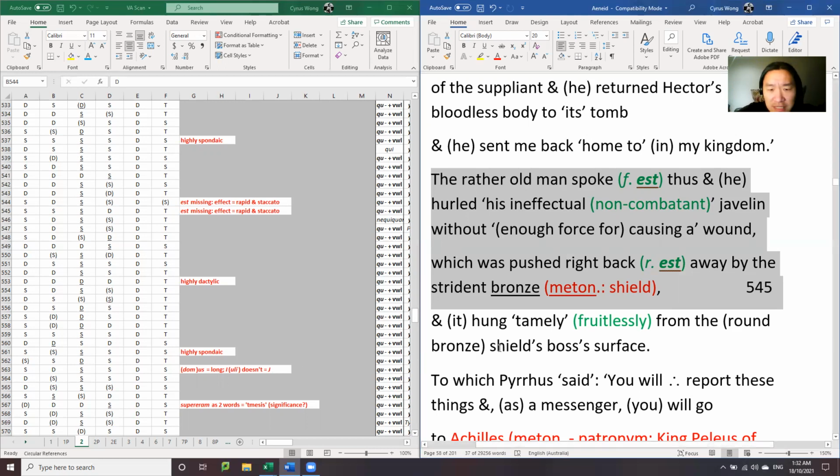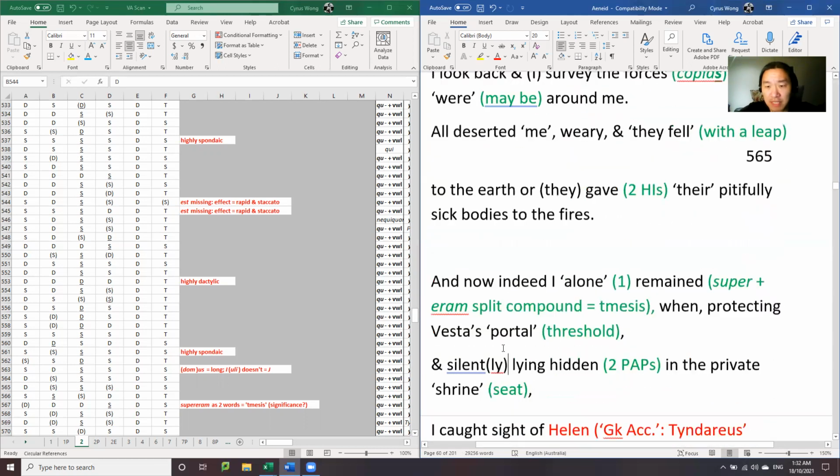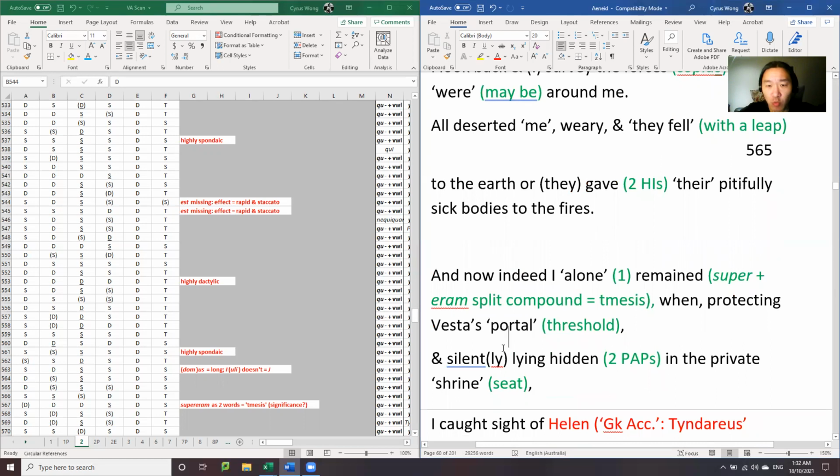Oh yeah, 5, 6, 7. You might see the term temesis, and I wrote it here. That's when a word is split apart. So super eram is a word, a compound of sum, esse, meaning I survive or I remain, so supersum, but it's super, and then there's another word in between, and eram. So that's just called temesis.